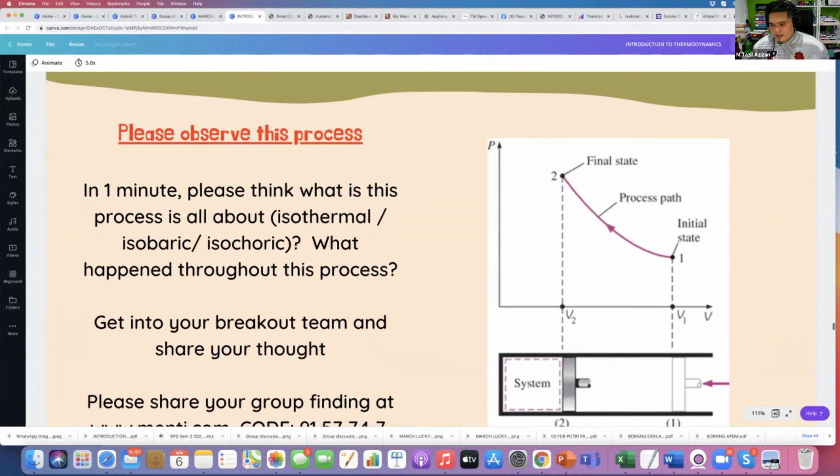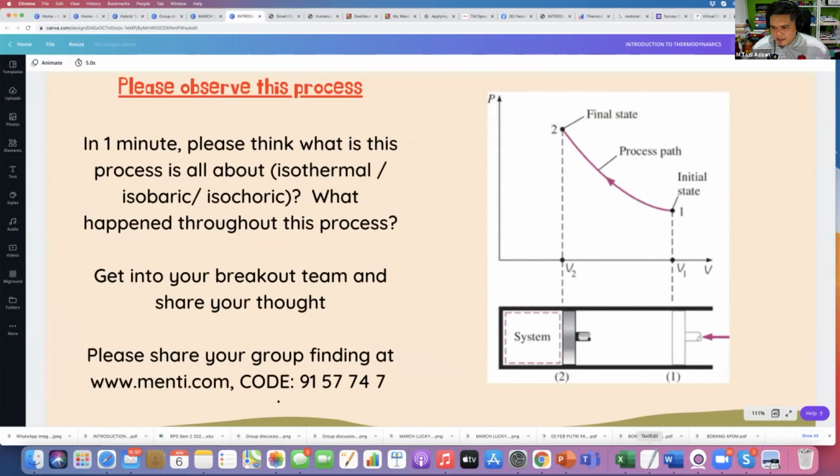Now, I'm going to give you a breakout activity. In your breakout rooms, I would like you to observe this process. In 1 minute, please think about what this process is all about. Is it isothermal, isobaric, or isochoric? What happened throughout this process? Get into your breakout team and share your thoughts.